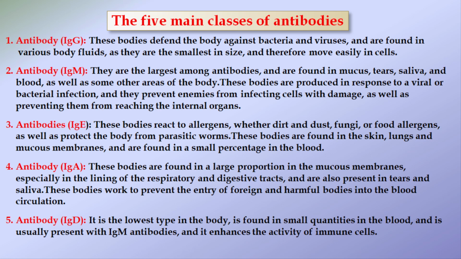2. Antibody, IgM. They are the largest among antibodies, and are found in mucus, tears, saliva, and blood, as well as some other areas of the body. These bodies are produced in response to a viral or bacterial infection, and they prevent enemies from infecting cells with damage, as well as preventing them from reaching the internal organs.